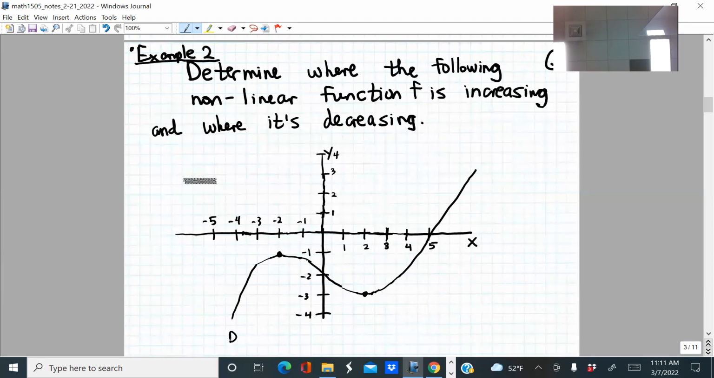So let me write that down here for the note. It's decreasing on, and I'm going to use the square brackets here, -2 to 2. All right. So then the other possibility is that it's increasing. So let's see where it's increasing. Well, it's going to be increasing on the rest of the domain other than -2 to 2.